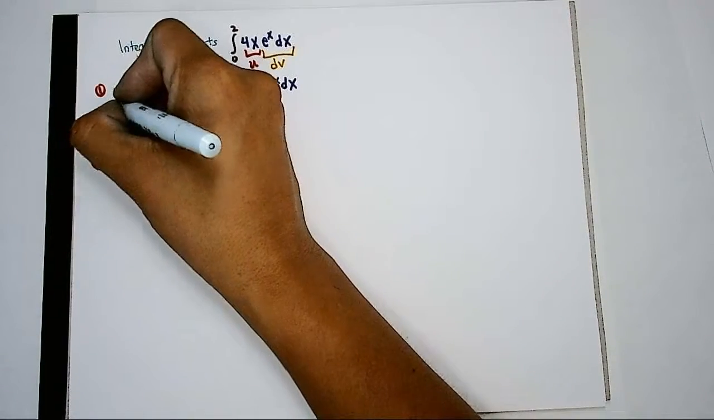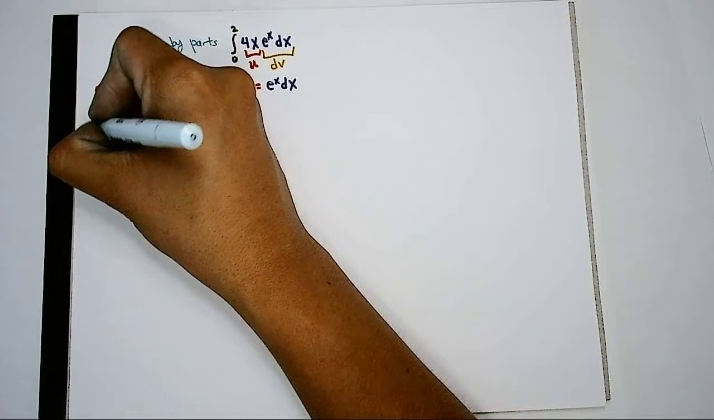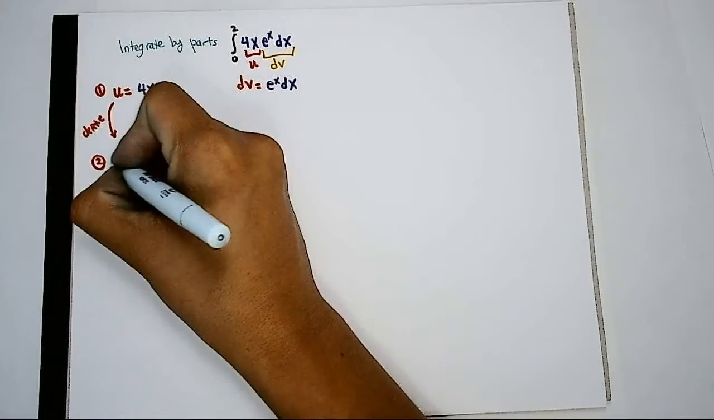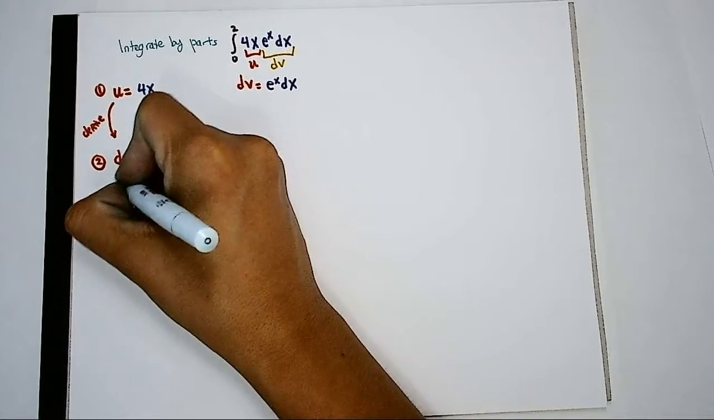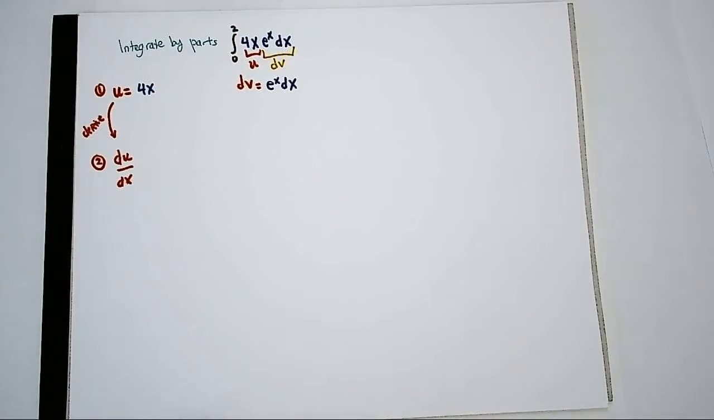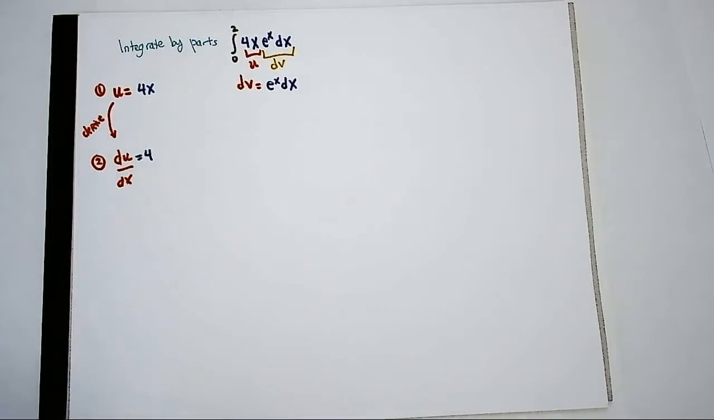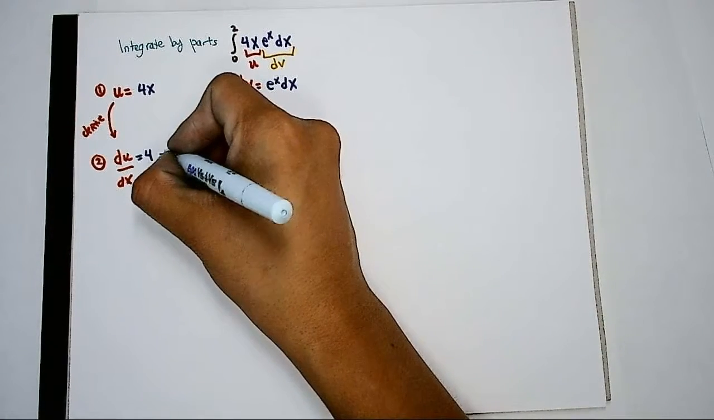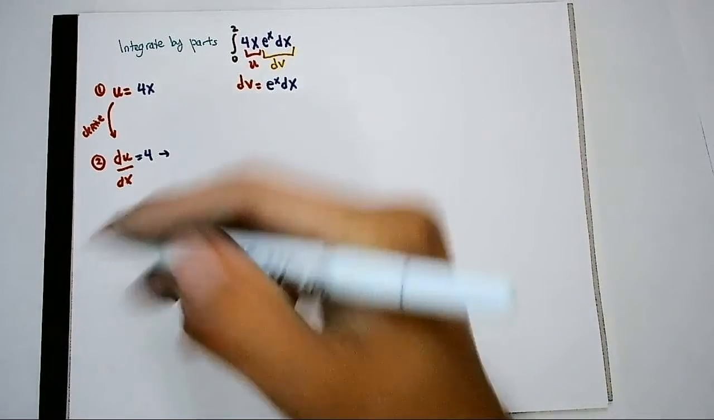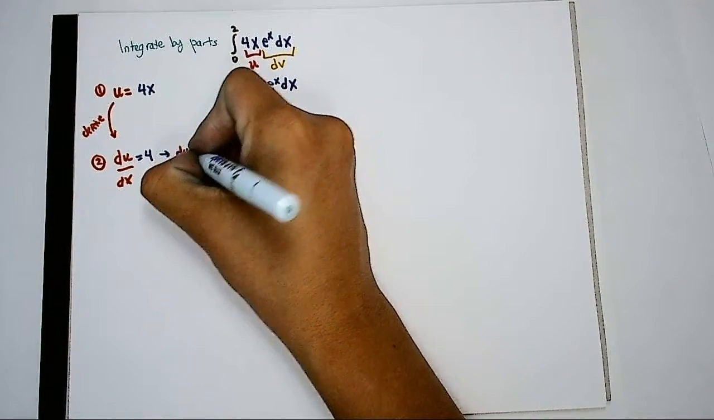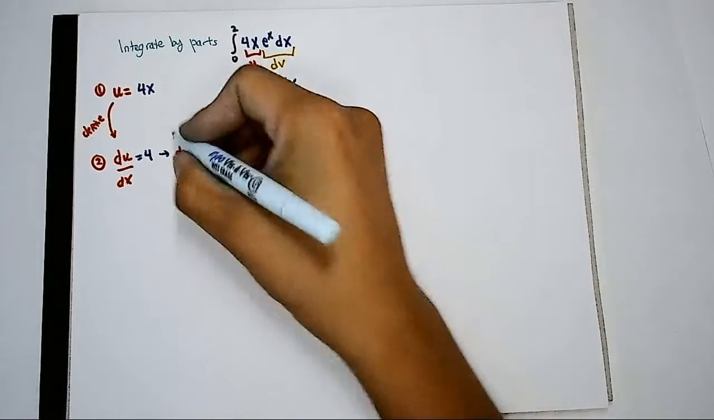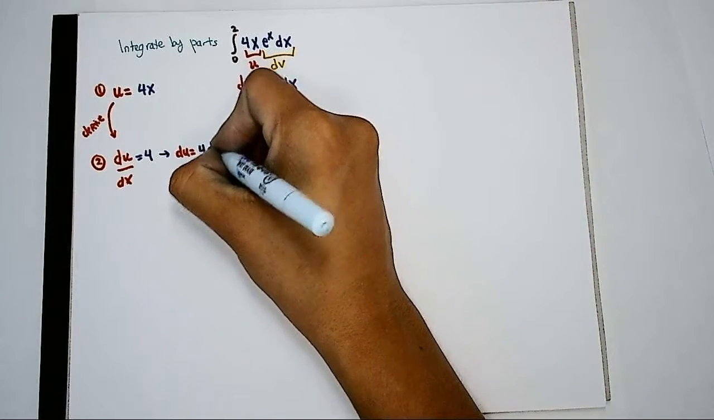Now, let's derive du with respect to x. This is equal to 4, which means that du is equal to 4 dx.